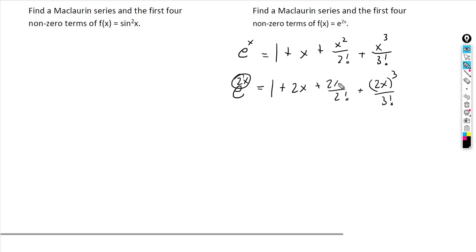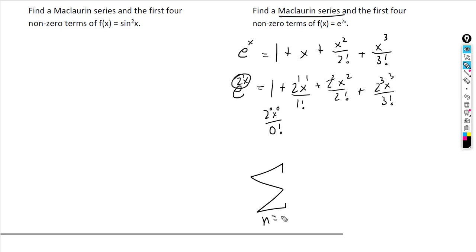This is 2 squared x squared, and this is 2 to the third x to the third. Okay, so that's what basically is happening right now. This is 2 to the first, x to the first, and this is really 2 to the 0, x to the 0, over 0 factorial, and this is over 1 factorial. So now we can think about it in terms of what the Maclaurin series looks like.